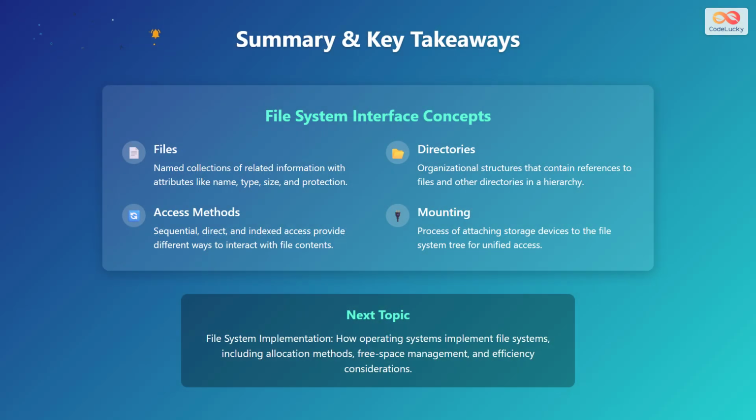Here is a quick summary of the topics we have covered. Files are named collections of related information with attributes like name, type, size, and protection. Directories are organizational structures that contain references to files and other directories in a hierarchy. Access methods such as sequential, direct, and indexed access provide different ways to interact with file contents. And mounting is the process of attaching storage devices to the file system tree for unified access. Next, we will explore file system implementation and learn how operating systems implement file systems, including allocation methods, free space management, and efficiency considerations.